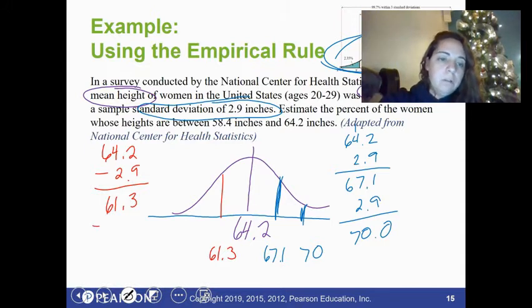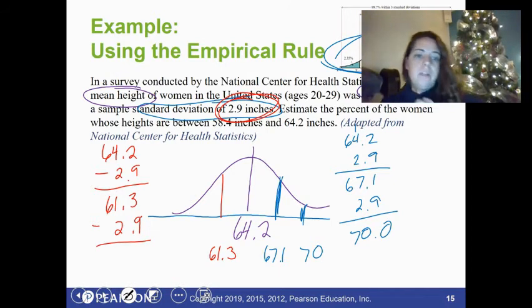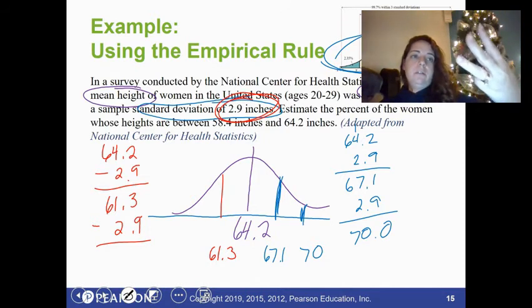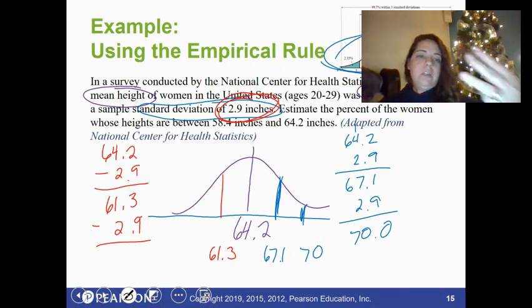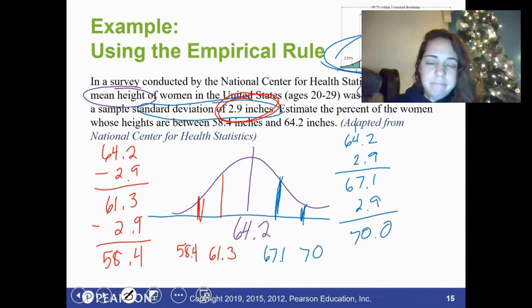And if I go back one more standard deviation, which is 2.9, right? 61 minus 3, 61, 60, 59, 58. So 58.3. Don't subtract all of that. So 58.4. So that would be this guy right here. I'm sorry, my handwriting is terrible on here. It is what it is, right?